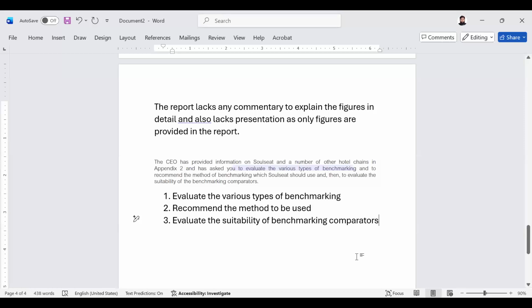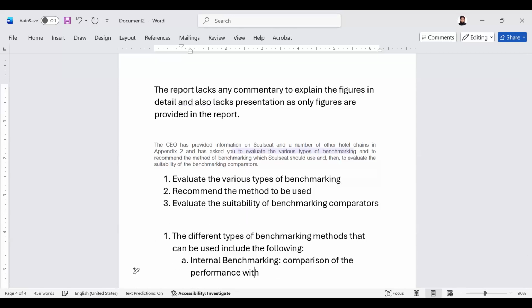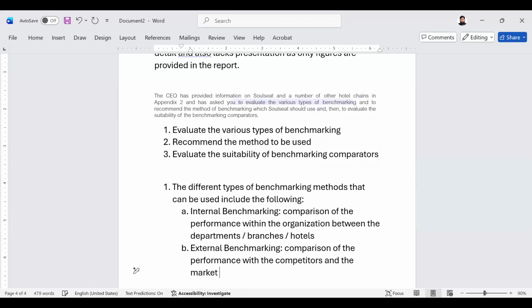Now see, if I try to talk about it, the different types of benchmarking methods that can be used include the following: internal benchmarking, comparison of the performance within the organization between the departments, branches, hotels, etc. External benchmarking, comparison of the performance with the competitors and the market players.